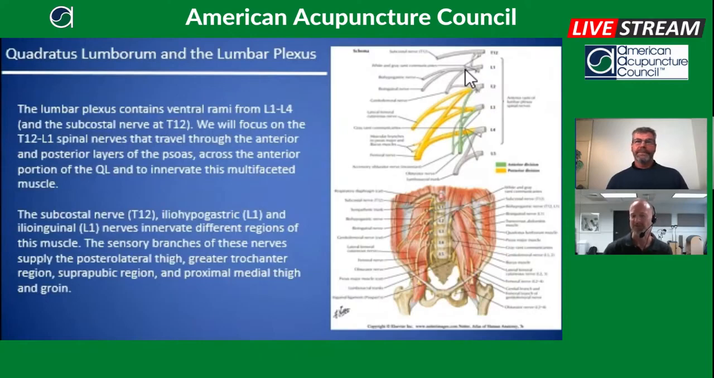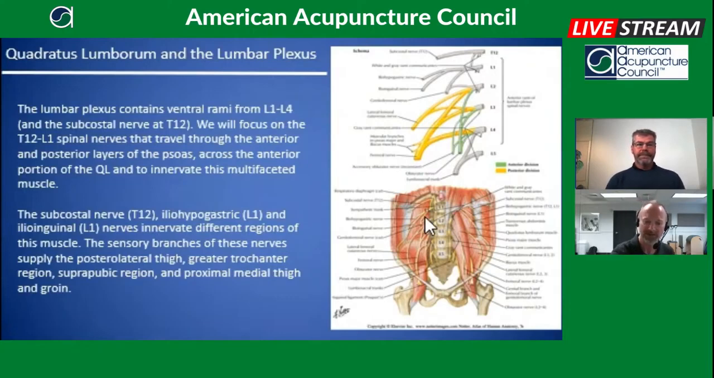Why are we focusing on the lumbar plexus? Especially this upper portion: the subcostal nerve, which would be right under that 12th rib. Then the next one to come out would be the iliohypogastric, and then the ilioinguinal nerve. Those travel right on that anterior surface of the Quadratus Lumborum. But those are also the primary innervation sources, especially the subcostal nerve, which Matt is going to get into in just a moment.